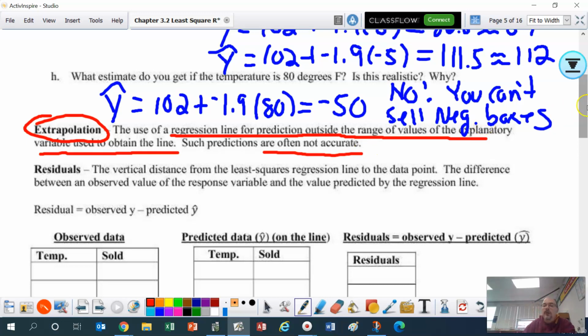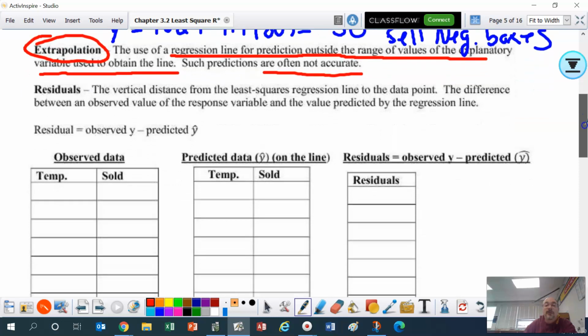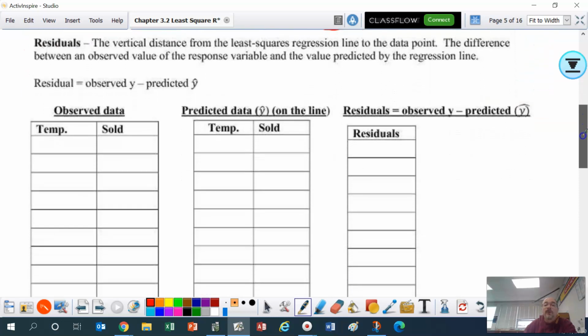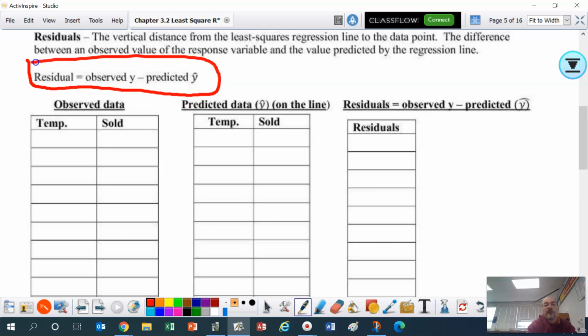Now, we're going to do a little bit more with residuals. So what I'm going to do is talk about this, and then I'm going to plug the numbers in. So remember, the residual is the vertical distance from the least squares regression line to the data point, the difference between any observed value of the response variable and the value predicted by the regression line. Remember, the residual equals the observed y minus the predicted y. Okay, I'm going to fill in this table, and then I'm going to talk about it. All right, so I'm going to pause and fill this in.